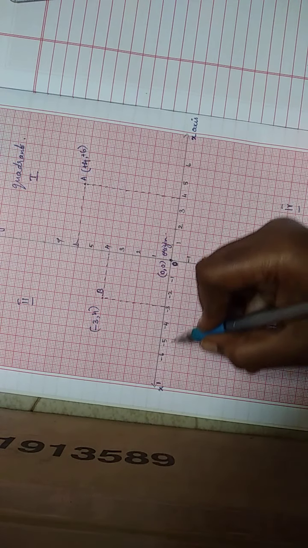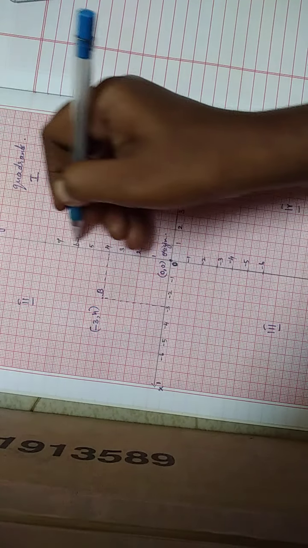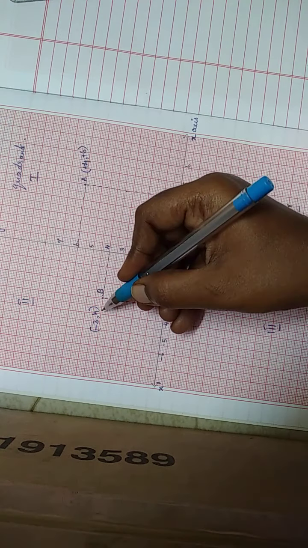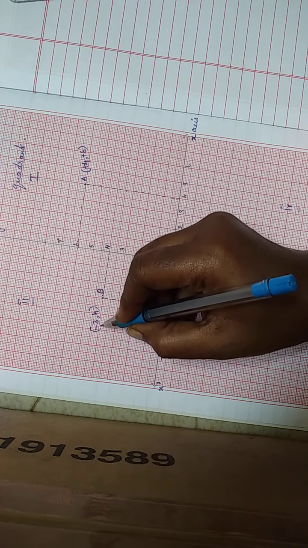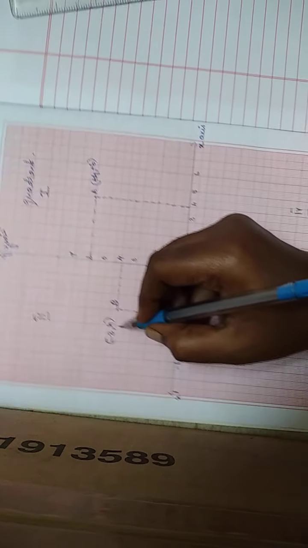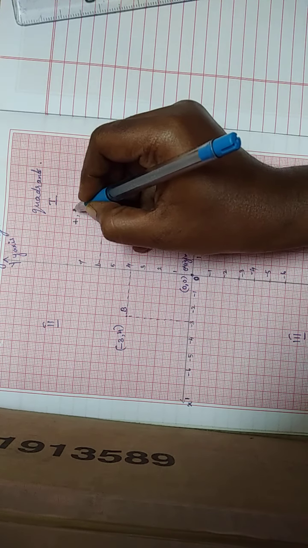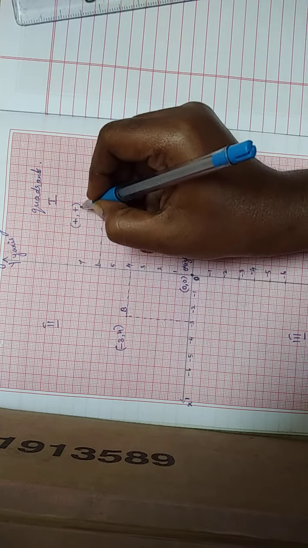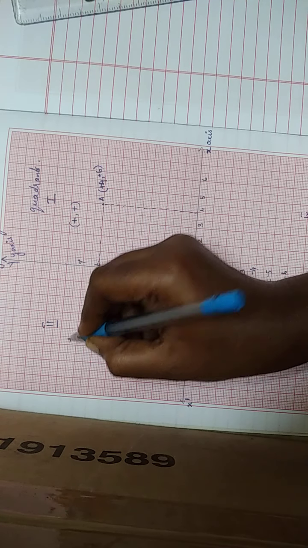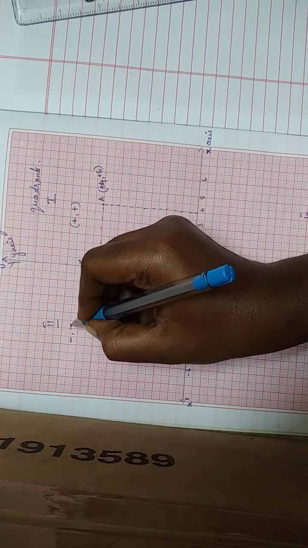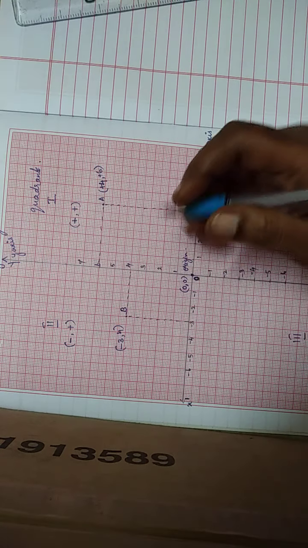This is the negative side of the x-axis, so negative x. Here is the positive side of the y-axis, so it is positive. So the coordinate of B is minus 3 comma 4. Here I have x plus and y plus, therefore this is the plus plus quadrant. Here x is minus and y is plus, therefore this is the minus plus quadrant.